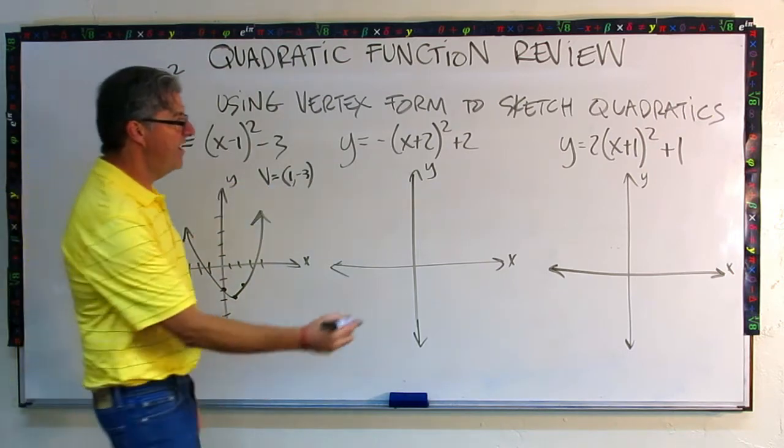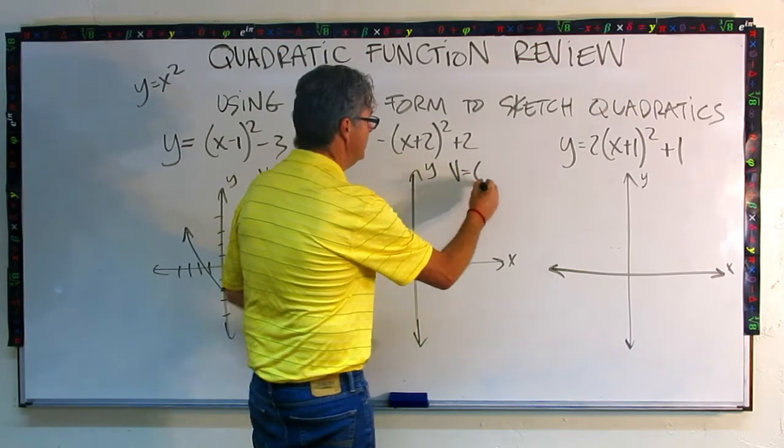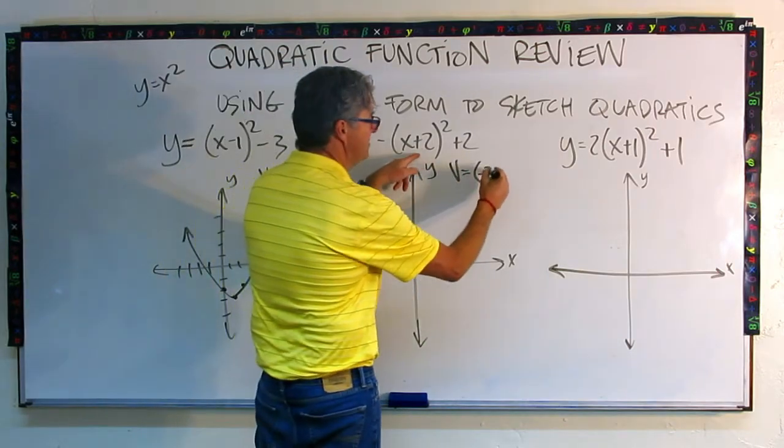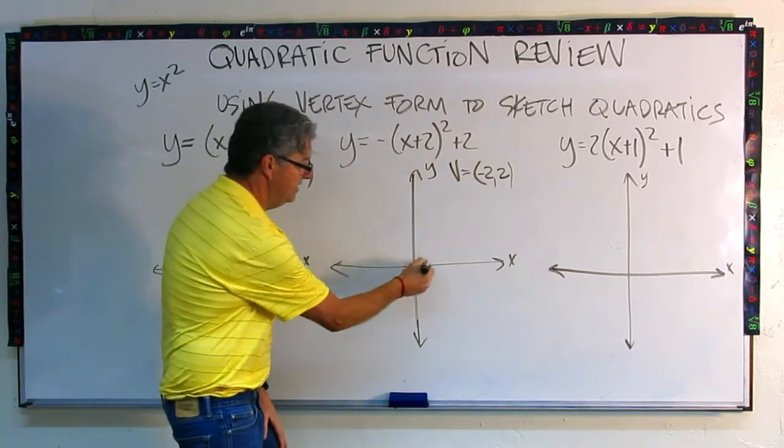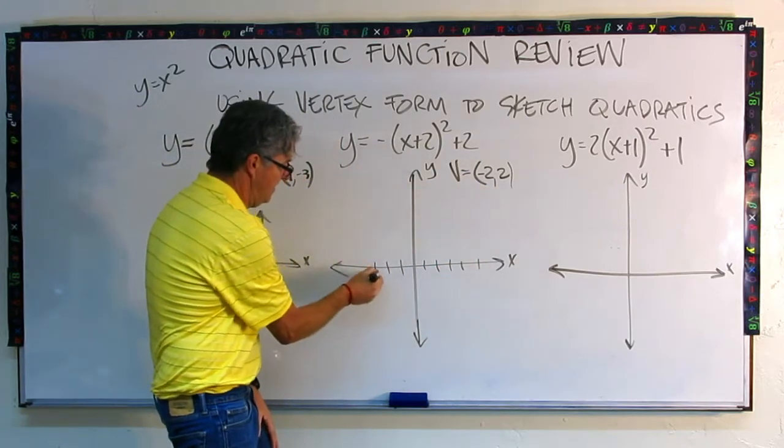So if you think you have this technique, then give this one a try. Okay, first step, find the vertex. The vertex is change the sign, minus 2, keep that sign. So the vertex is at minus 2, 2. Let's get some tick marks on our axis.